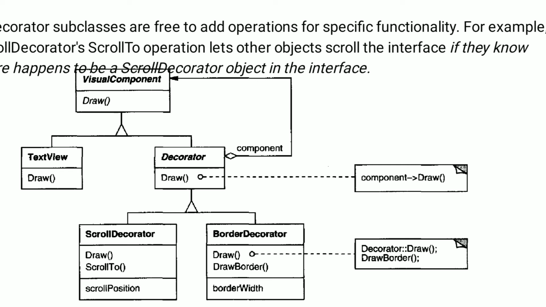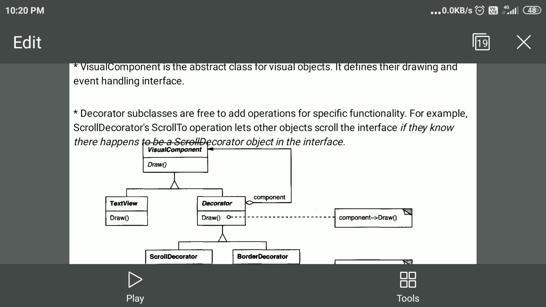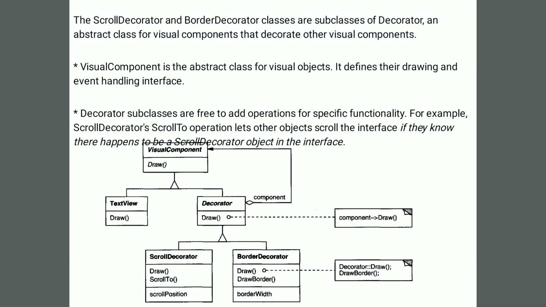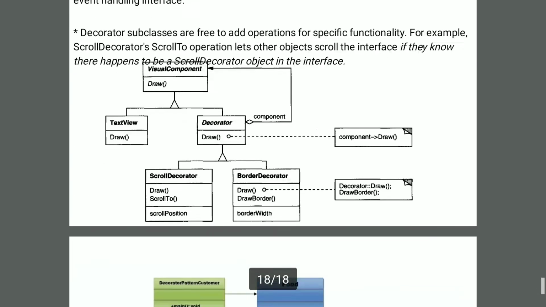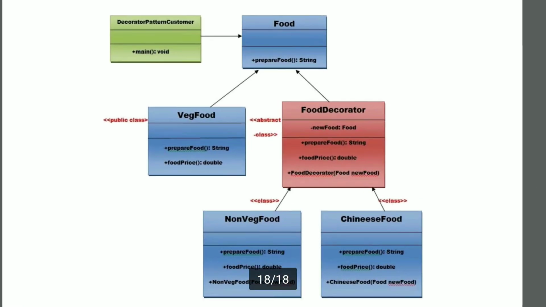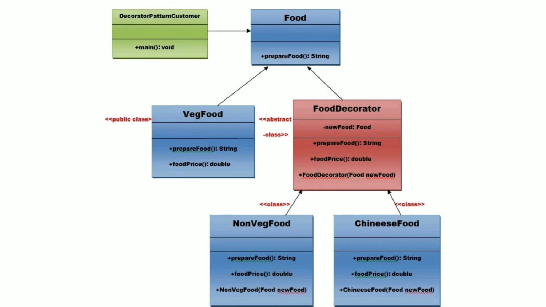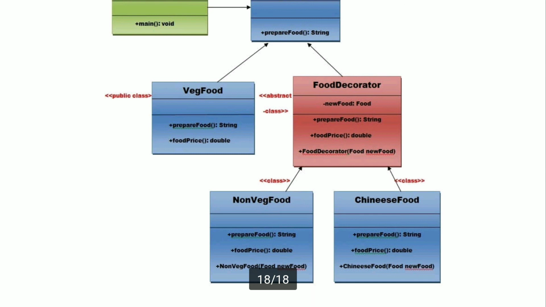And one more example you can see here. In this, food is the superclass, and under it we have veg food and the food decorator. Veg food is a subclass, and food decorator is a subclass, but it is a decorator class, under which again we have the subclasses non-veg food and Chinese food.